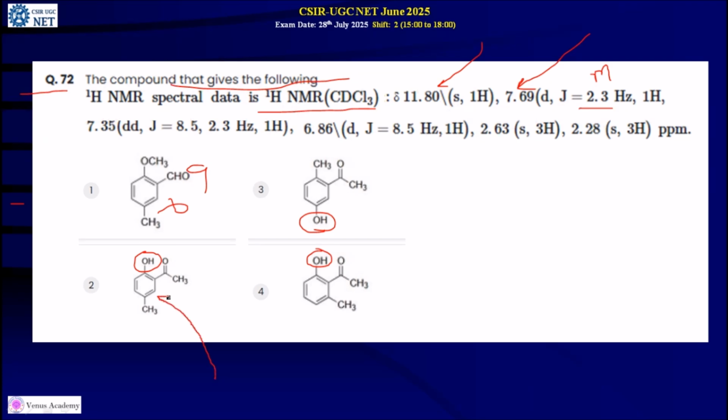Yes, this proton is going to have meta coupling, right? So with this proton, it is going to have meta coupling, right? So in this also there is a chance, it is also going to have meta coupling here. Okay, so 7.69, right? 7.35 doublet of doublet, 8.5 and 2.3. 8.5 and 2.3 means it is going to form, what is this? So it is ortho and meta coupling. So this is 7.35.